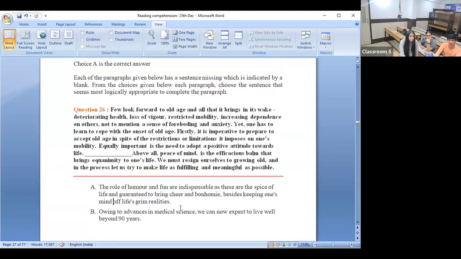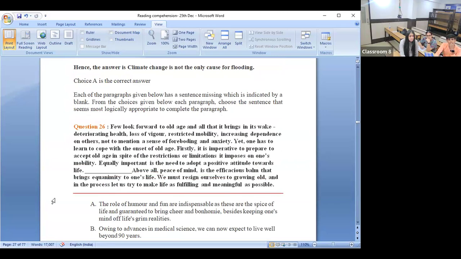Something one should take. Now let me show it here. Okay, the first part, what does it talk about? Deteriorating health. Okay? One has to accept old age, all these, and prepare yourself. Equally important is the need to adopt a positive attitude towards life. Then after that, what does it say? Peace of mind. So basically, what they're trying to say is that even though old age comprises these things, what is that one thing which you needed? So you need something positive.